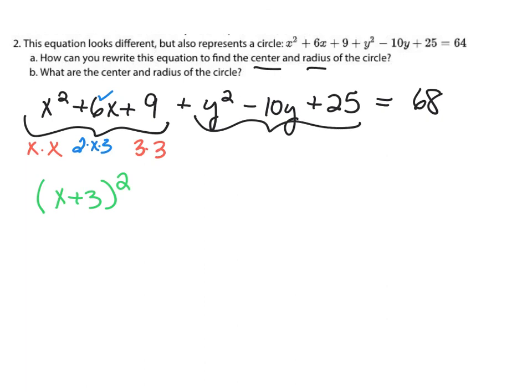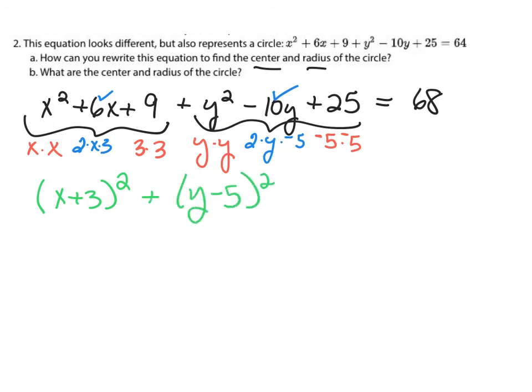Okay, this is what we've been doing this lesson. So here, this next trinomial, I have y times y and 5 times 5. Actually, it's going to be a negative 5 times a negative 5. And the middle gives me 2 times y times negative 5, which is negative 10, therefore it works. So I'll have y minus 5 quantity squared. And that equals, that last constant is 64, which is the same as 8 squared.